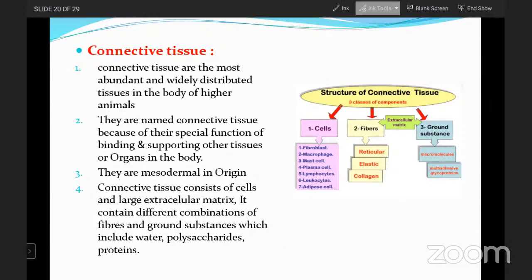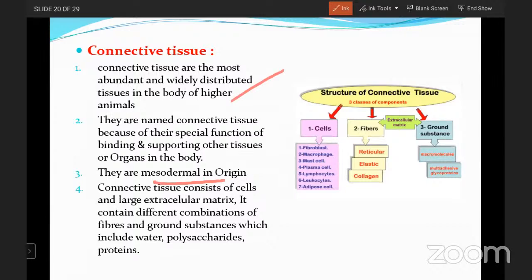Connective tissue, the term itself indicating connection, is the most abundant and widely distributed tissue in the body of higher animals. They are named connective tissue because of their special function of binding and supporting other tissues or organs in the body. They are mesodermal in origin.